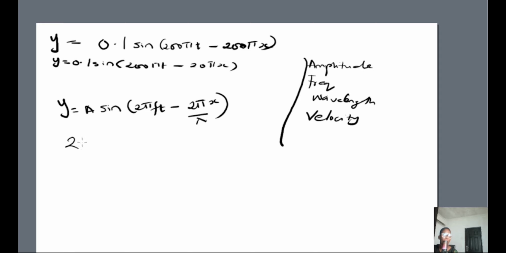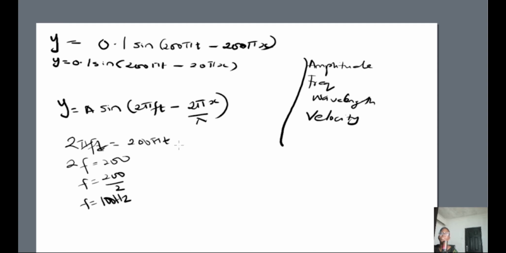So we have 2 pi ft is equal to 200 pi t. So we're going to cancel the pi, and we're going to cancel the t and the t. So what are we left with? We are left with 2f is equal to 200. So our f is 200 over 2. f is equal to 100 hertz. So please always put your unit anytime you are solving. So we've solved for our frequency.